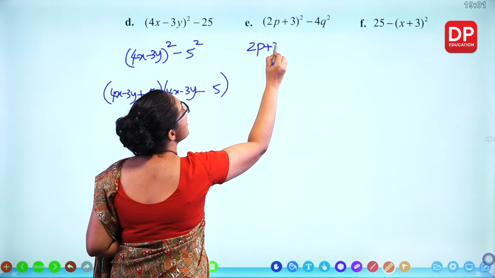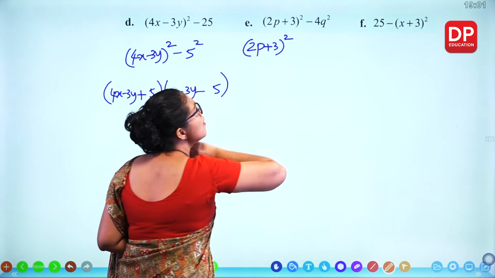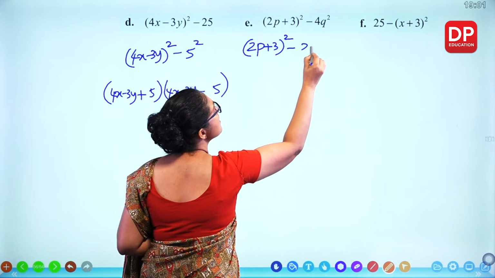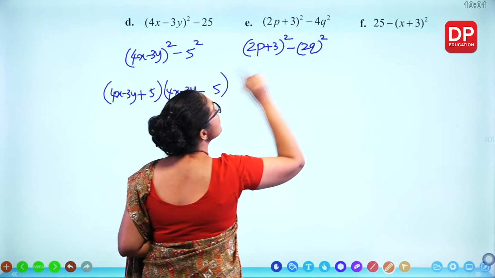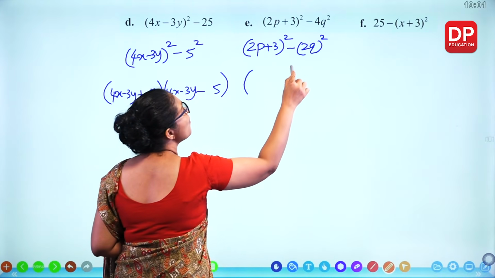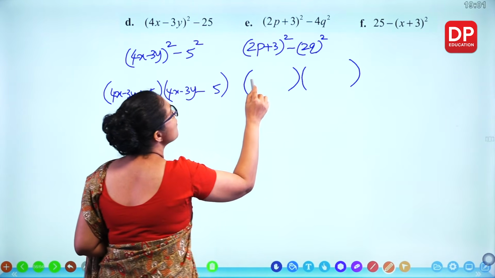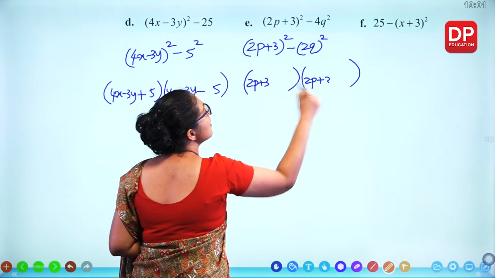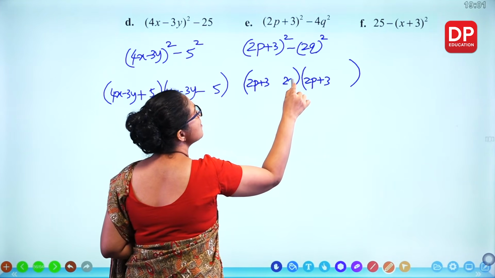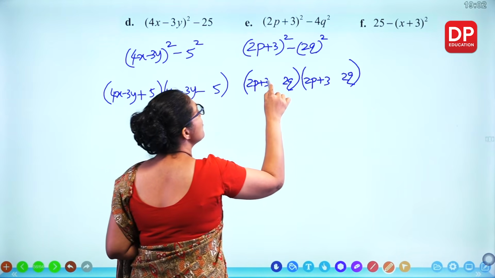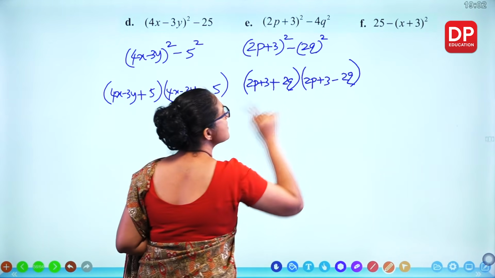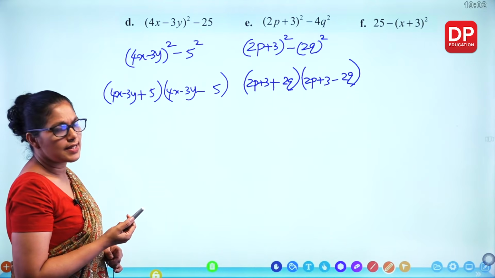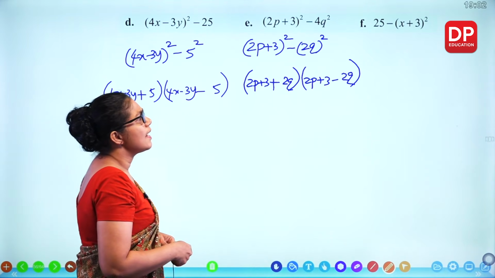Now look at the next one. Again try to write down 4 as square term. I can write this as 2q whole thing squared. According to the formula you can write first term is 2p plus 3. What's the second term? Second term is 2q. We put first one plus and the second one minus. So can we simplify further? No like term. So you keep the answer like this.